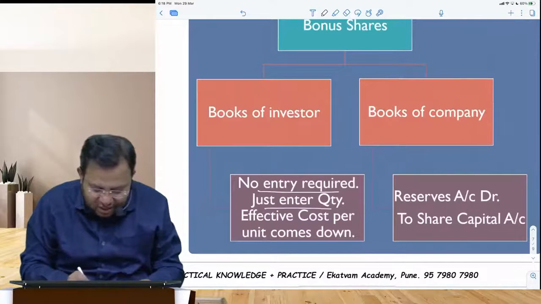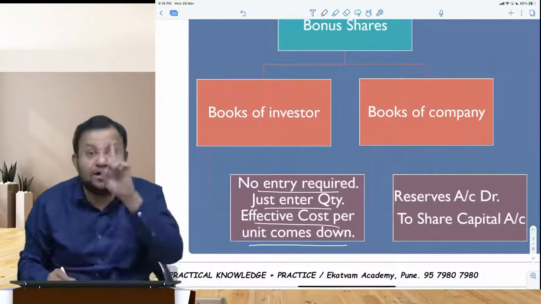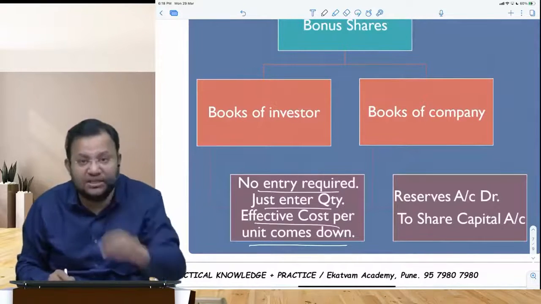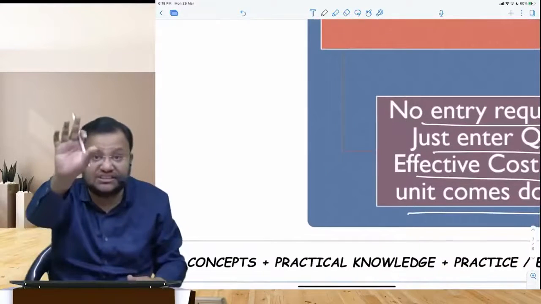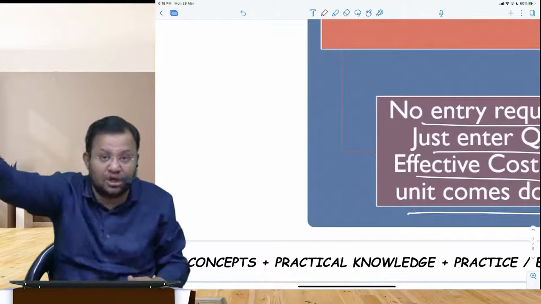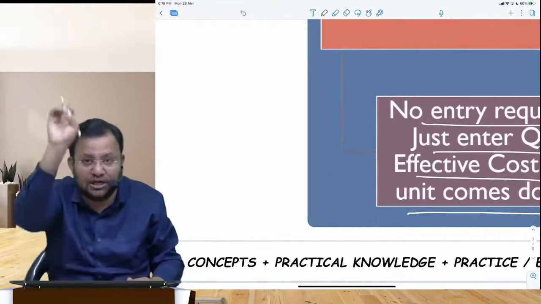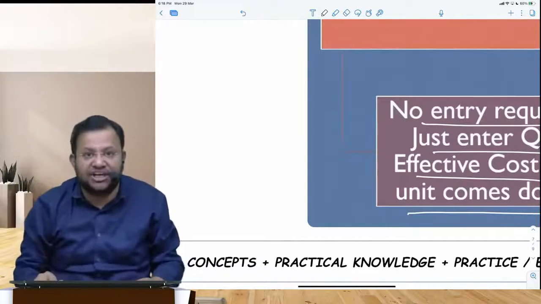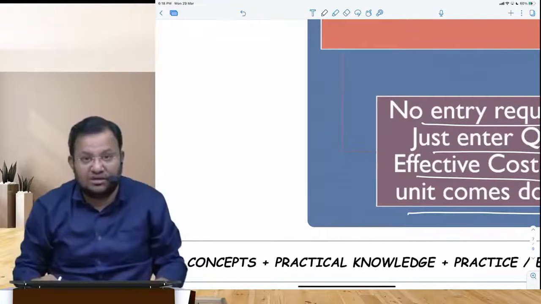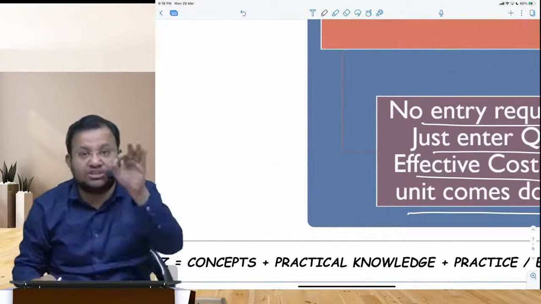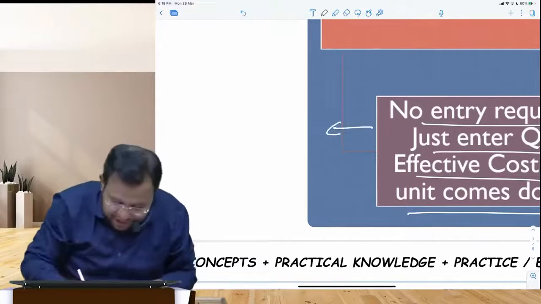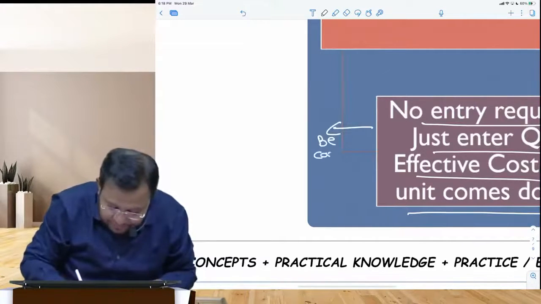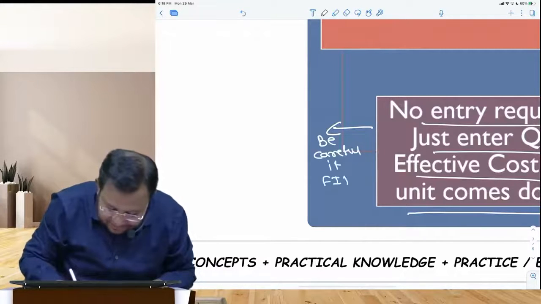We just enter the quantity. The effective cost per unit comes down in case of bonus shares because the cost is spread over a larger number of shares. This is in accounting. In income tax law, when you learn the capital gain chapter, you will learn BC Srinivasa Shetty, where the section of income tax law says the cost of bonus shares acquired is 0. But whenever there is a bonus share, be careful if the FIFO method is given.